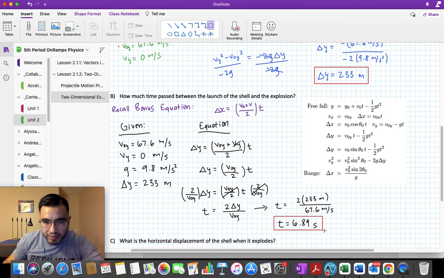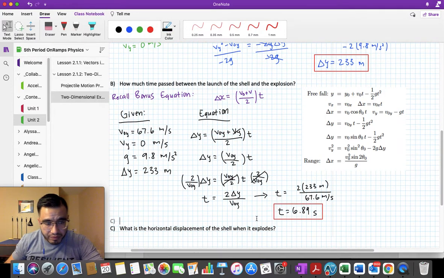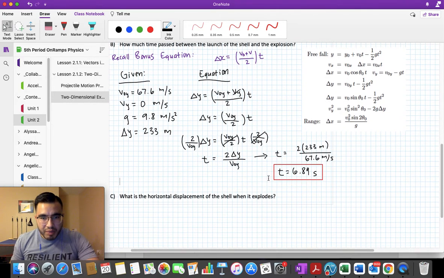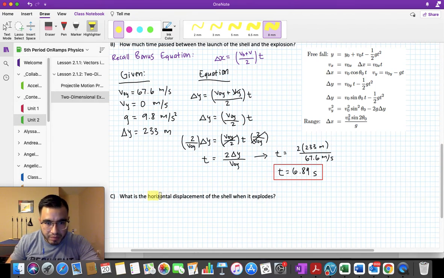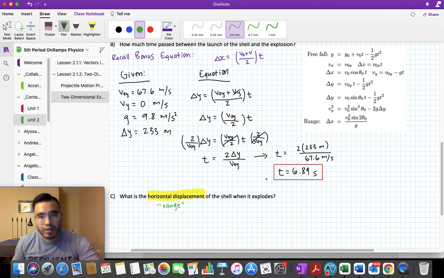And here we go. Last but not least, what is the horizontal displacement of the shell when it explodes? Horizontal displacement, how far? That is the range, your favorite. So this is talking about the range. Let's use green. And you know the range is delta x.